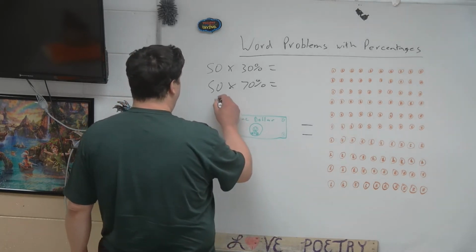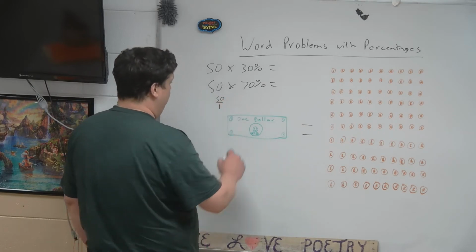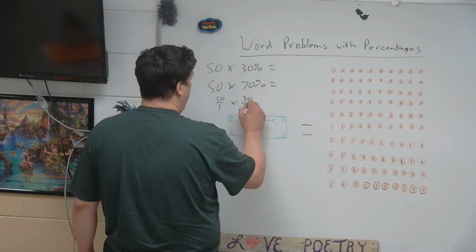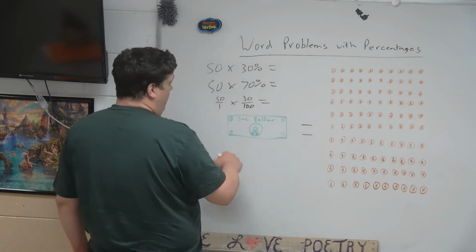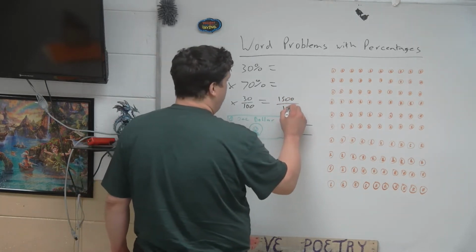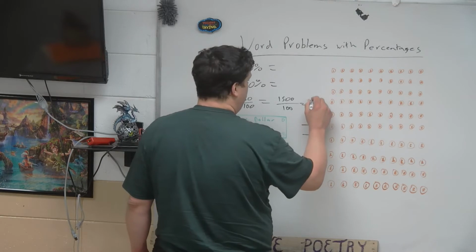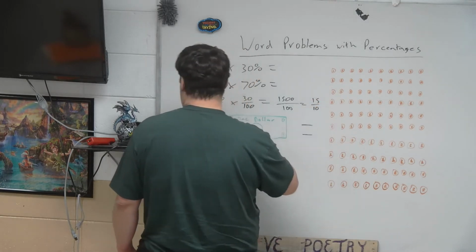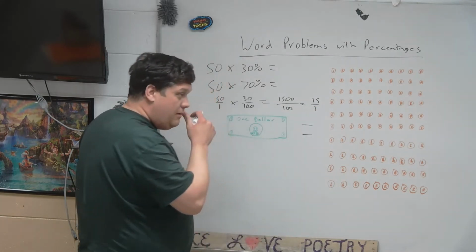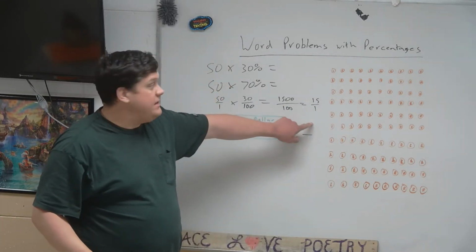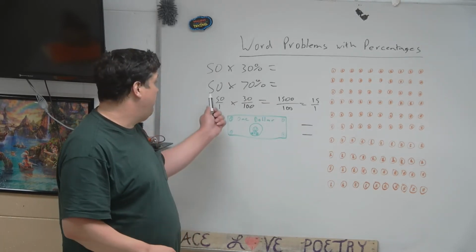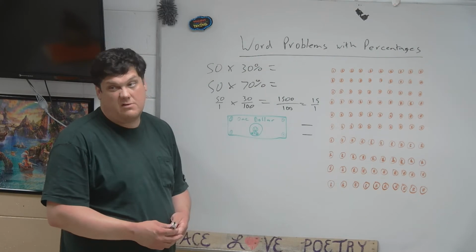You can do 50 over 1, which is just 50, multiplied by, we'll do the 30 first, 30 over 100. 50 times 30 is 1,500. 1 times 100 is 100. And if we simplify this, 15 over 1, which is just 15. So $15 is the amount of the discount, and $50 minus 15 would be $35. And guess what 50 times 70% is? It's also $35.